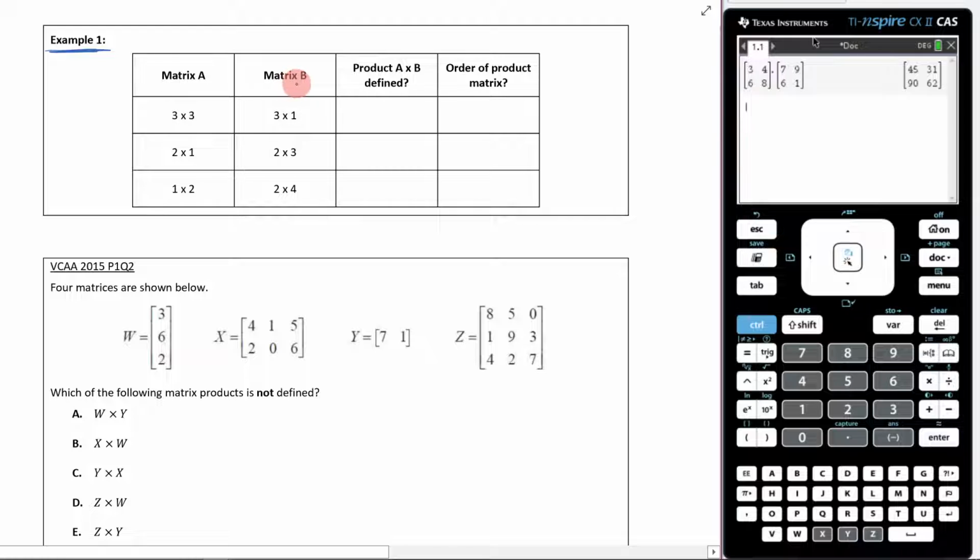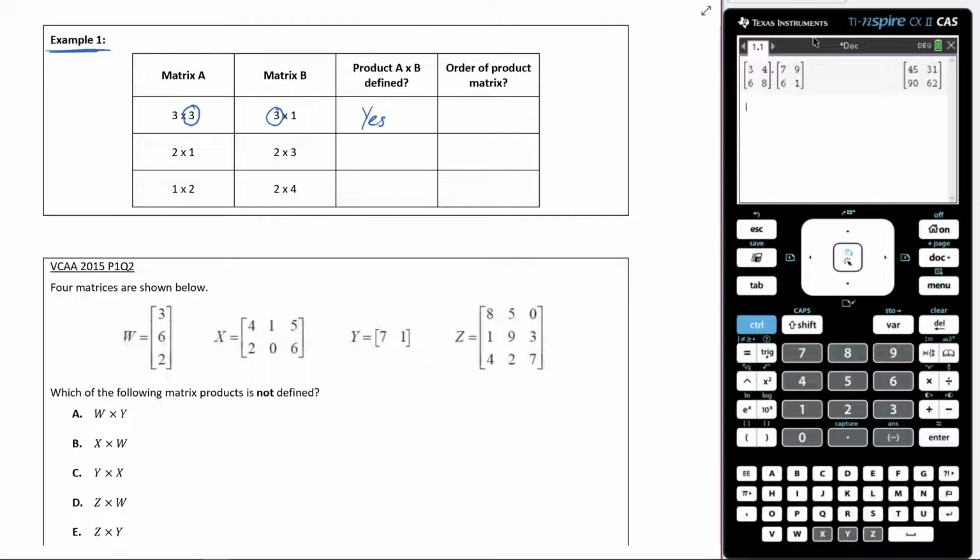To determine whether you can multiply A and B together, what you need to do is see whether this number is the same as this number. Are they the same? Yes, they are the same, which means yes, this will work. You can multiply both of these together. The answer will be defined.